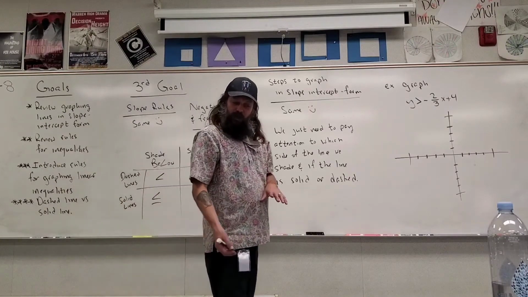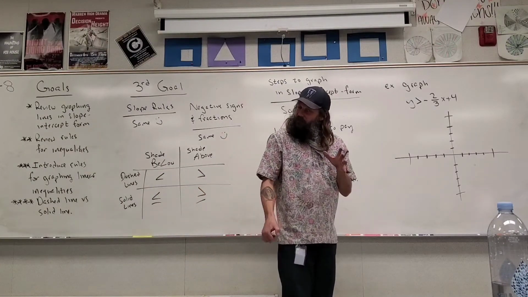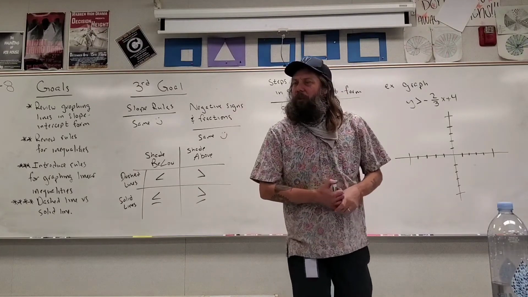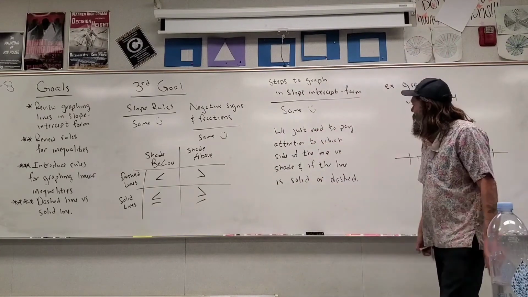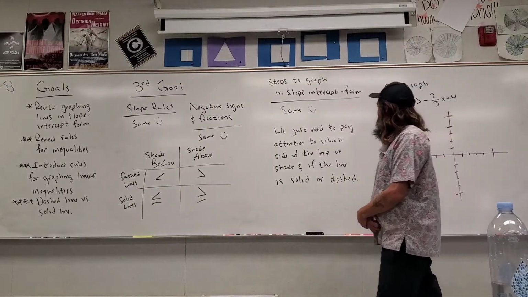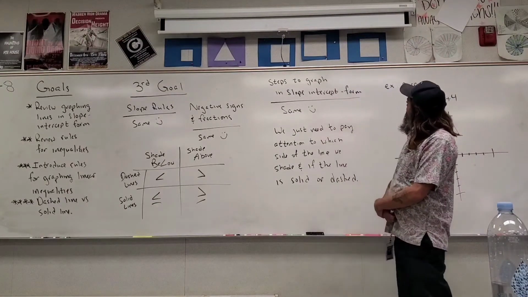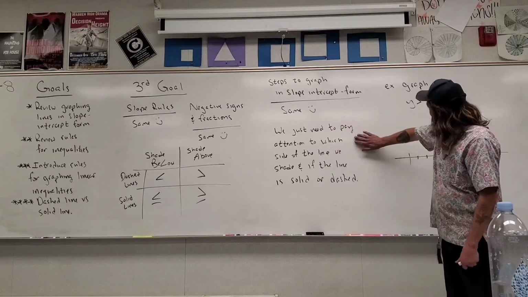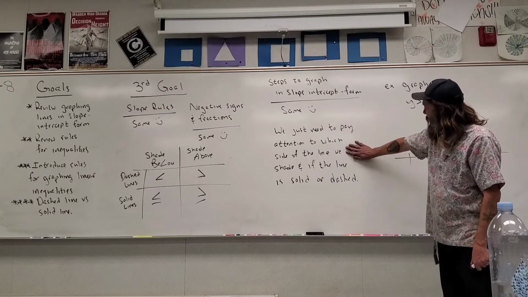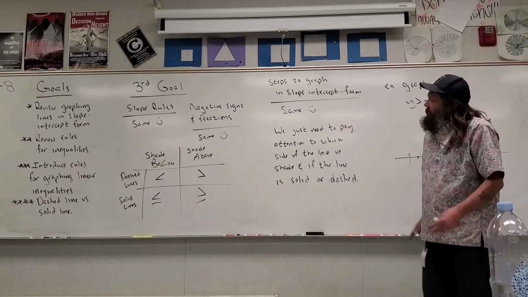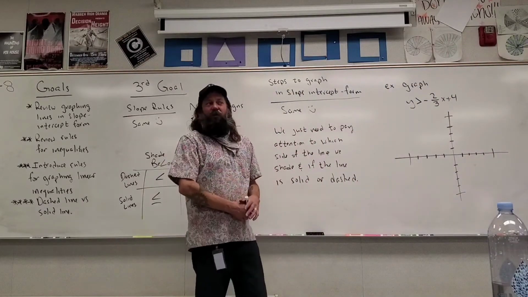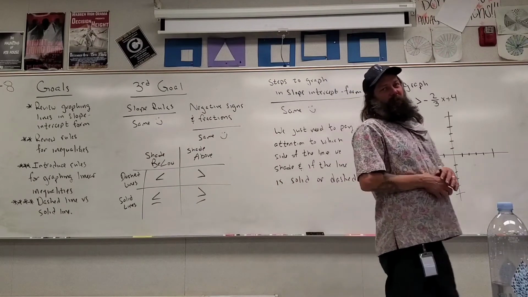Now, the solid line and the dashed line behave just like open circle and closed circle. Try and think who is who. Who would match up to a solid line? Who would match up to the dashed line? All right, look. Steps to graph in slope-intercept form are the same. We just need to pay attention to which side of the line we shade and if the line is solid or dashed. We're just adding a couple more things to something we already can do. So it's not too difficult here.